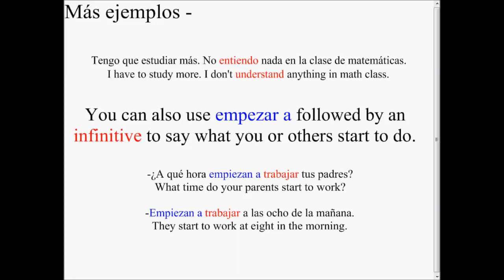You can also use empezar a followed by an infinitive to say what you or others start to do. ¿A qué hora empiezan a trabajar tus padres? What time do your parents start to work? Empiezan a trabajar a las 8 de la mañana. They start to work at 8 in the morning.